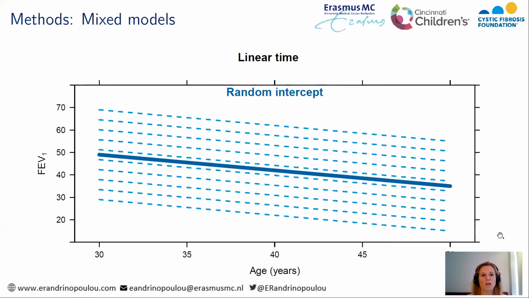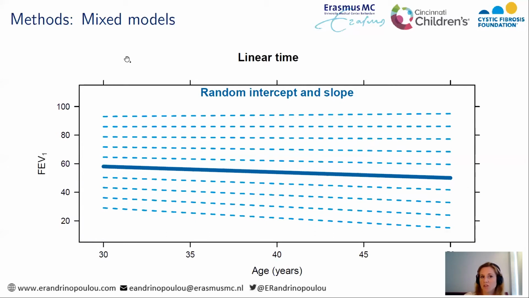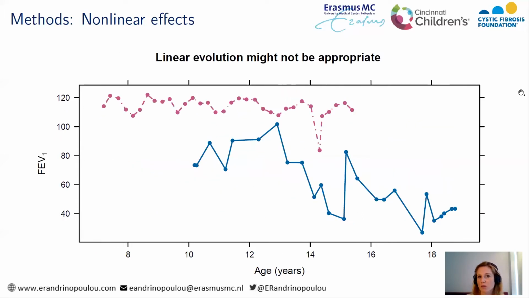So in this plot, we can see in dashed lines the evolution of FEV1 for each patient, and the solid line represents the average evolution. As you can imagine, this might not be realistic in the cystic fibrosis dataset, since we expect that each patient would have his own evolution. In order to do that, we can extend our mixed effects model and assume a random intercept and a random slope. Another thing that we need to take care of is the linear evolution.